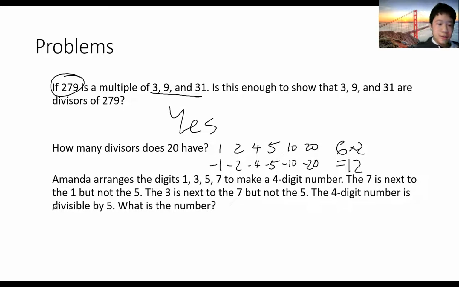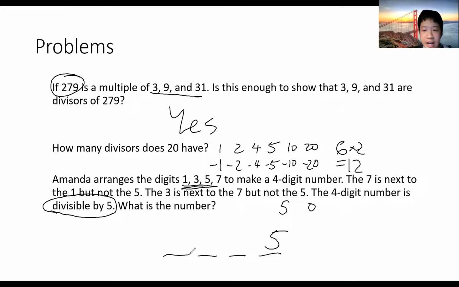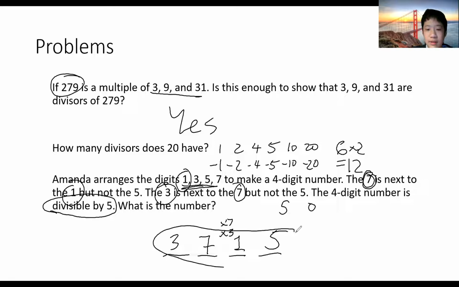What is the number? The first thing I see here is divisible by 5. Knowing my divisibility tricks for 5, anything divisible by 5 must have the last digit 5 or 0. And 0 is not one of my choices, so 5 has to be the last digit. Drawing out my 3 spaces for the other digits: the 7 is next to the 1, but not the 5, so 7 cannot be here. The 3 is next to the 7, but not the 5, so 3 can't be here either. So the only other number that can be here is 1. The 7 is next to 1 and also next to 3, so I put the 7 here, and the last spot goes to the 3. This is the number. But I think that's more like a riddle. The only really math part here is the divisibility.